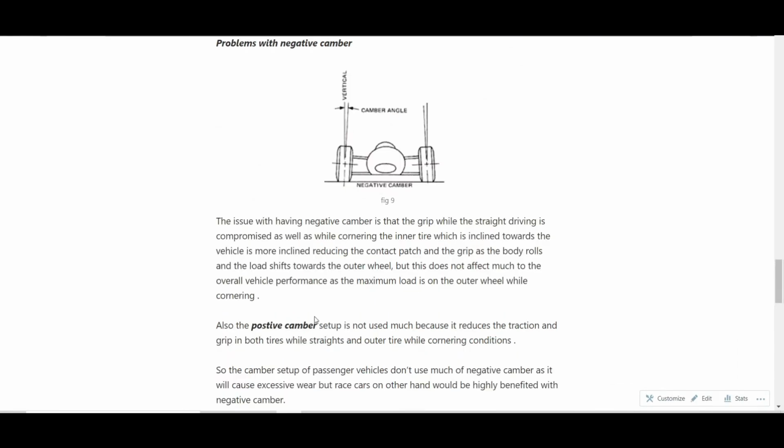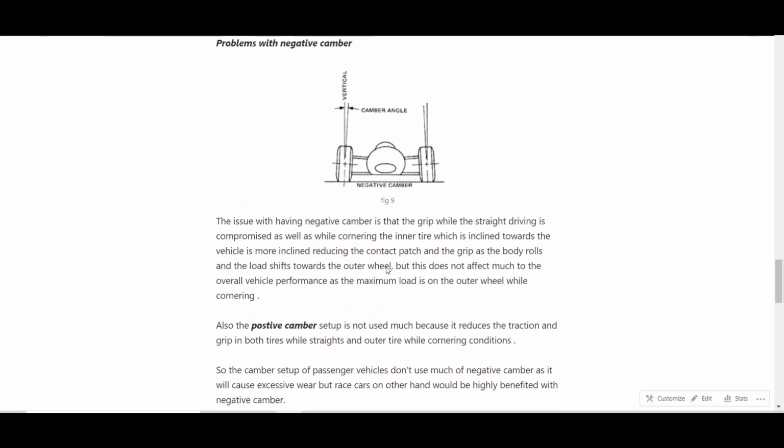The problems with negative camber. The issue with having negative camber, as we saw earlier, is that the grip while straight driving is highly compromised. As well as while cornering, the inner tire is lifted up greater than the outer tire because of the negative camber angle provided, which reduces the amount of contact patch for the inner tire. But the inner tire is not much significant, as the maximum amount of load is taken by the outer tire while cornering as the body rolls. So the outer tire, we can say, is more important than the inner tire while cornering.